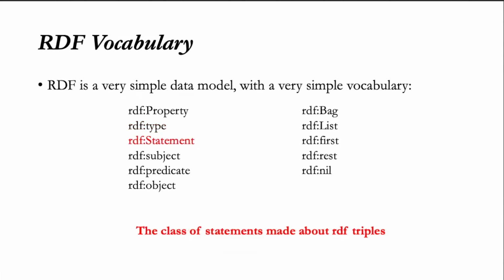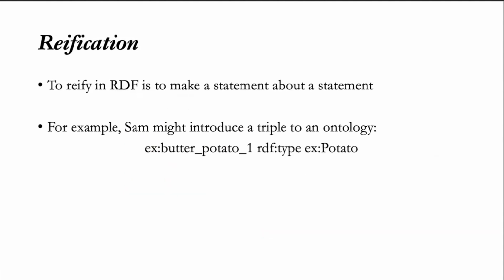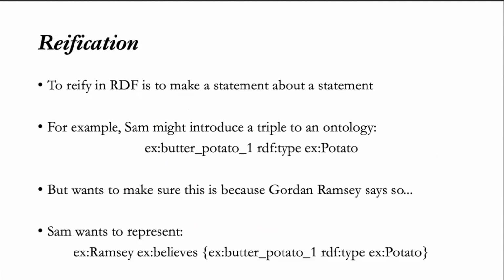In addition, statements. Its class of statements are statements made about RDF triples, which is why you have these additional vocabulary elements, subject, predicates, and objects. These are used for what's called reification, where you want to talk about some triples. To give an example, to reify in an old school RDF sense is to make a statement about a statement. For example, Sam might introduce a triple to an ontology of this sort. Butter potato is the type of potato. But let's say he wants to make sure this is because Gordon Ramsay says so. That's just to say he wants to represent that Ramsay believes that butter potato is a type of potato.